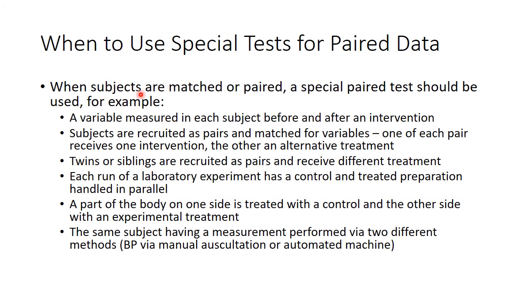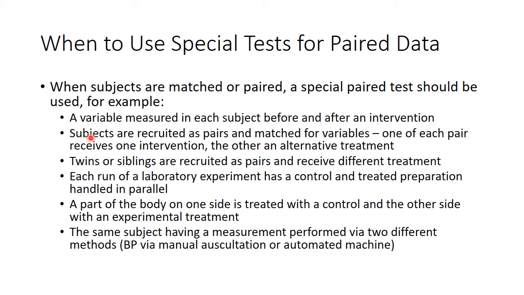So again, when subjects are being matched together, say siblings, twins, something like that, or they're paired, the same person before and after, you have to use a special paired test. So for instance, you're using a variable measure in each subject and a before-after intervention, as I mentioned, with, say, hypertension treatment.